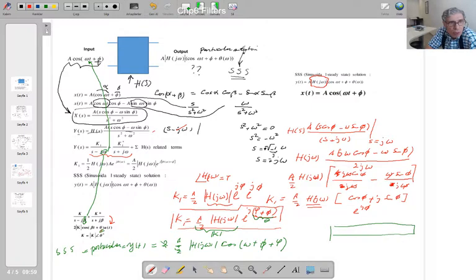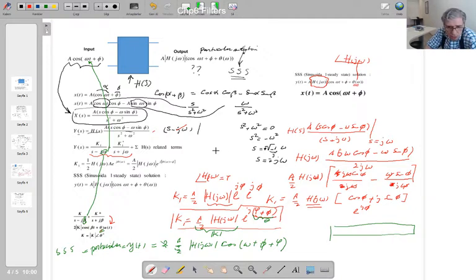Here you have omega t and phi, and you're going to add that theta here. That theta is phi, isn't it? So you're going to apply the theta. This is the angle of your input function, so you're going to add a new angle here. That new angle is the transfer function angle, isn't it? That theta here is the angle of H(j omega).